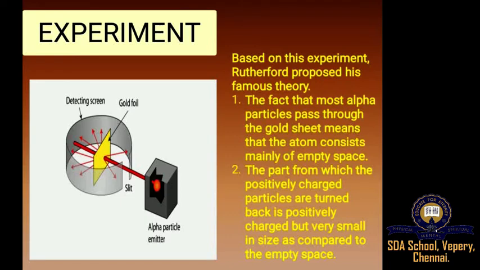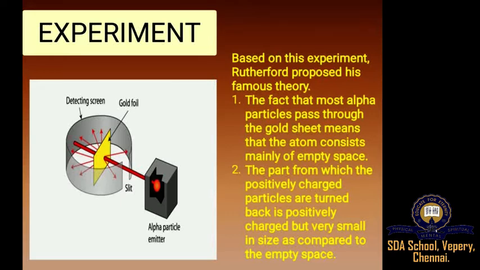Based on this experiment, Rutherford proposed his famous theory. The fact that most alpha particles pass through the gold sheet means that the atom consists mainly of empty space. You can see most of the rays passed through this gold foil, right? Few returned back. So from this he concludes that the atom consists mainly of empty space.